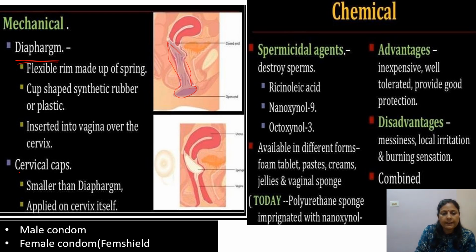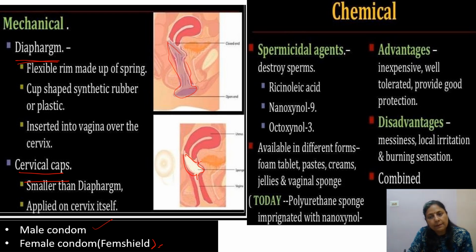Next method is the cervical cap. This is applied directly to the cervix. Cervical cap is another barrier method. In the male, there is the male condom which acts as a mechanical barrier method, and in the female, there is the female condom, known by the trade name FemShield. These are all mechanical barrier methods.